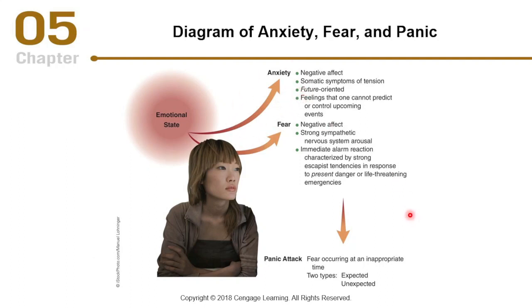So, the two of these things can usually provoke or initiate a panic attack. Whereas with panic attack, they are more focused on fear occurring at an inappropriate time. So, we have the two types, the expected and the unexpected. Again, expected is wherein there's a specific stimulus that triggers it. Unexpected, nothing happens or there is no specific cue that triggers it. Okay?